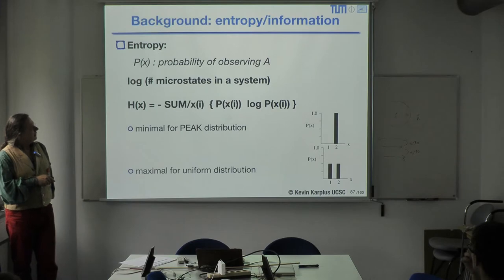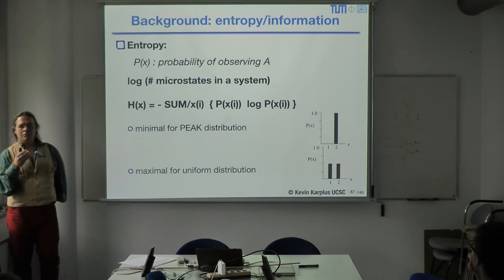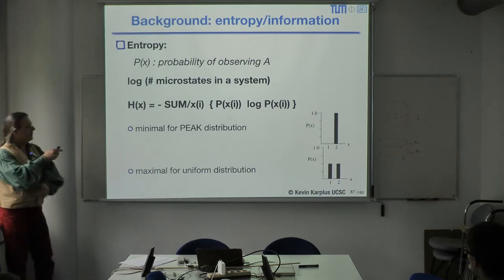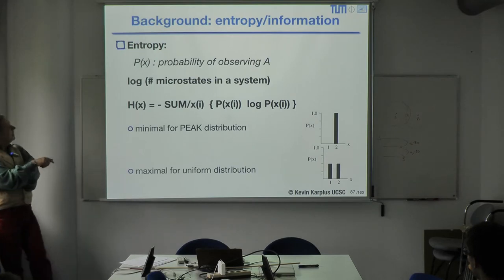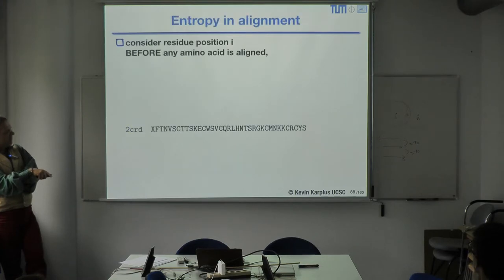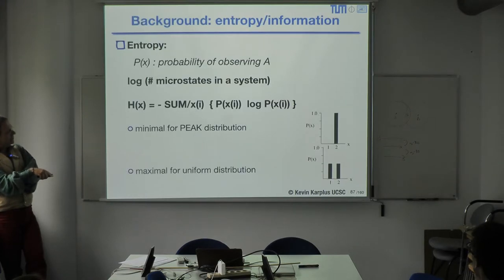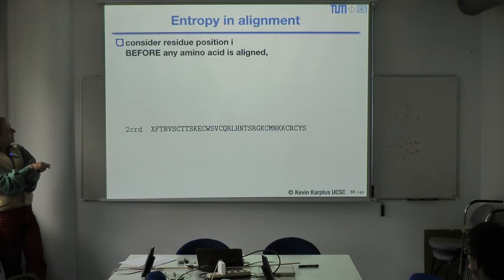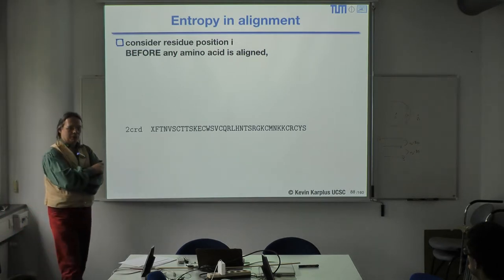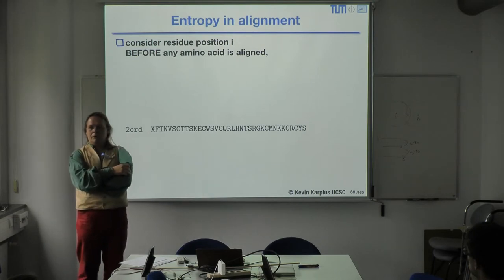How do you do that? Well, first you look at the probability of observing certain states. The probability of observing a particular amino acid A is minimal for a peak distribution, and maximal for a uniform distribution, maximal entropy. So now let's start with the first sequence. Before you align anything into it, what's your first level model? How are you going to have the probabilities before you start?